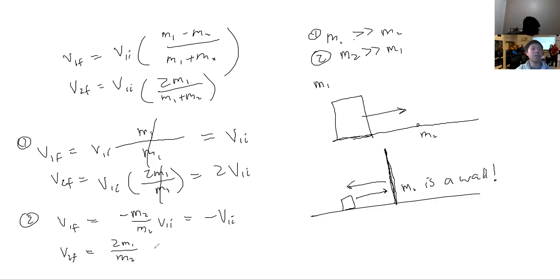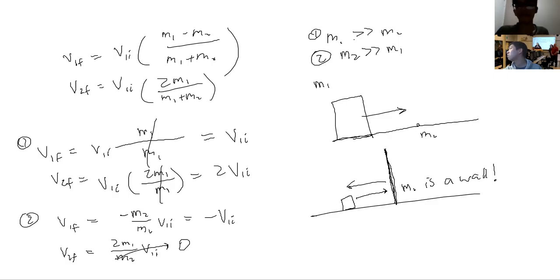And now let's look at V2F. V2F is equal to 2M1 over M2, that gets approximated, times V1I. So 2M1 over M2, because M1 is so much smaller than M2, this is pretty much zero. So it makes sense because the wall does not move. We're considering perfectly elastic collisions here.